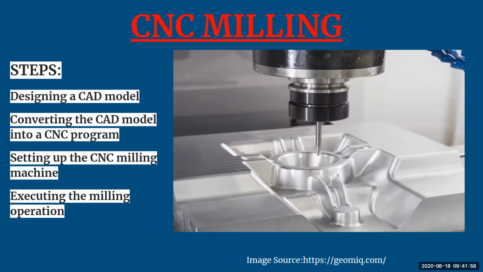The last step is executing the milling operation. Executing the milling operation is nothing but now you are ready to run your CNC machine over your material. Here you can see in the diagram there is a cylindrical cutting tool. Milling actually helps you to cut in different directions. It can be 2 axis, 2.5, 3, or 5 axis. So it can rotate itself or move in different directions as you want to cut.